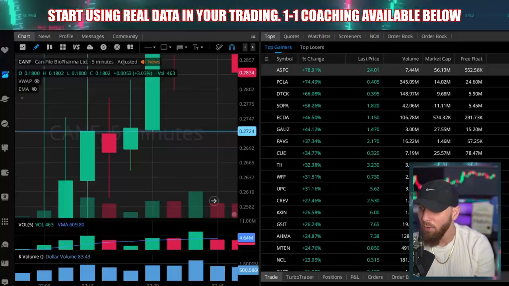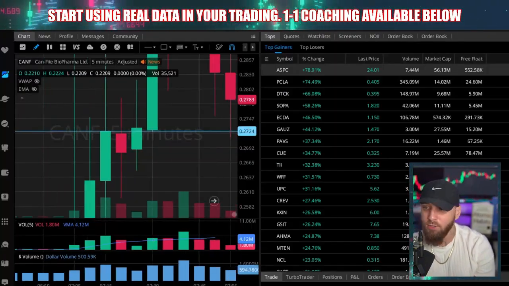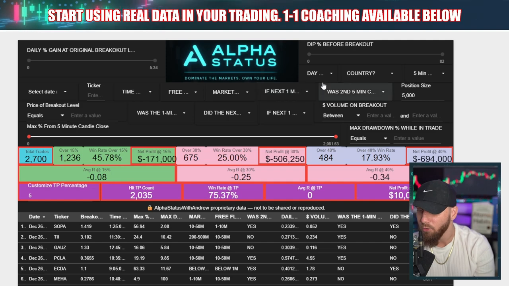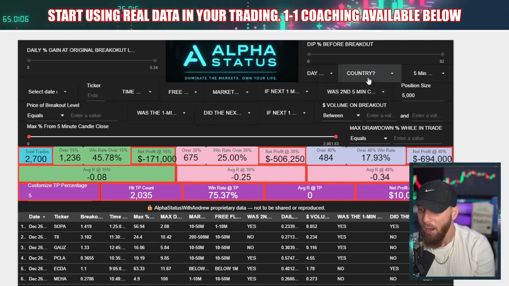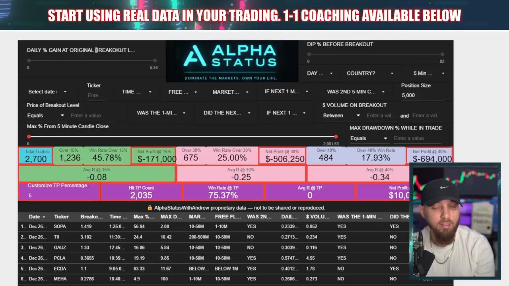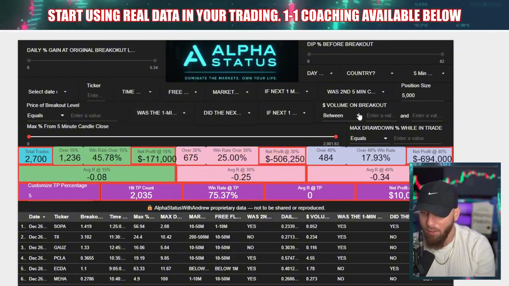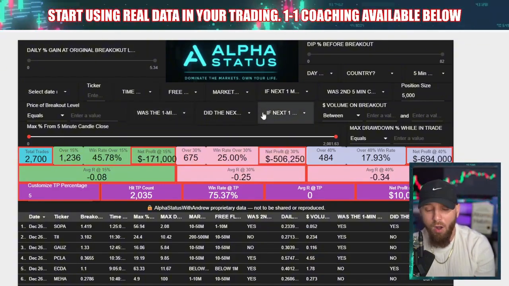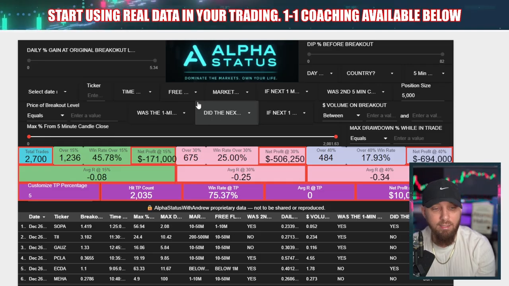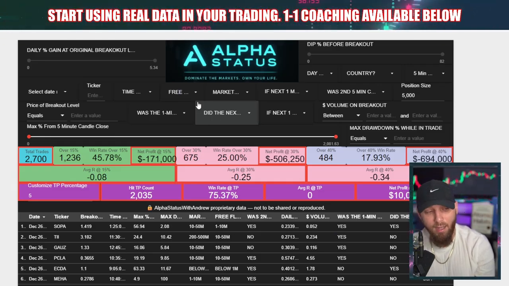So what I've been able to do is filter through all of the different variables that truly matter. On the breakout dashboard, you can see that up here at the top, I track time of day, free float, market cap, did the next 1-minute candle close green, what day the stock broke out, what country the stock is from, how far the stock actually broke out above the breakout level, how much it dipped before it broke out, how much the stock was up when it broke out, and the volume. I track all of these different things whenever I'm putting in these variables. This takes me a couple hours per day to input all this information, but this is important because it gives me more confidence, and that's exactly why I do it, right?